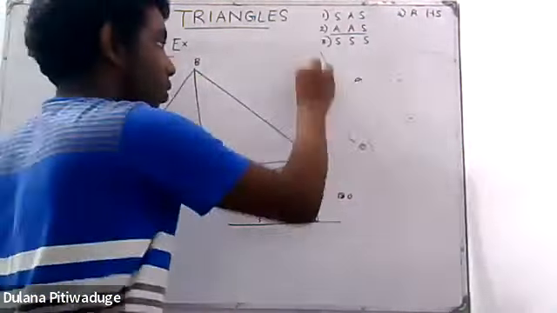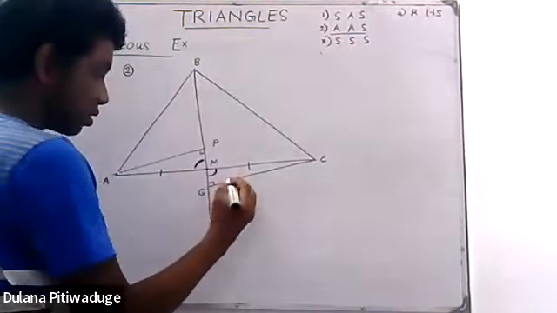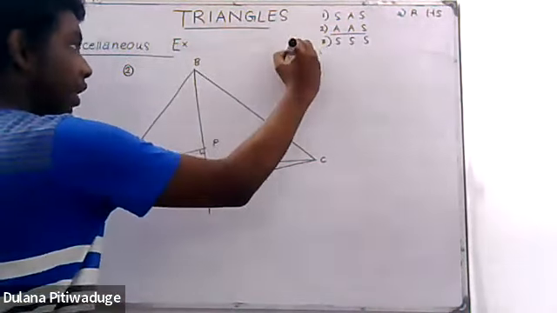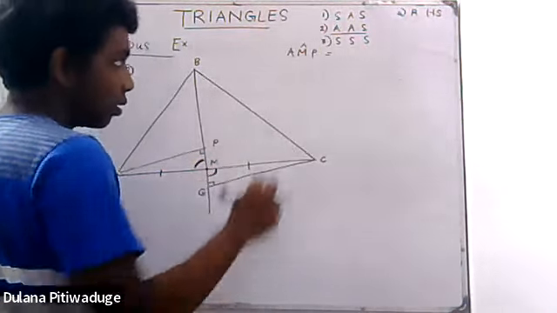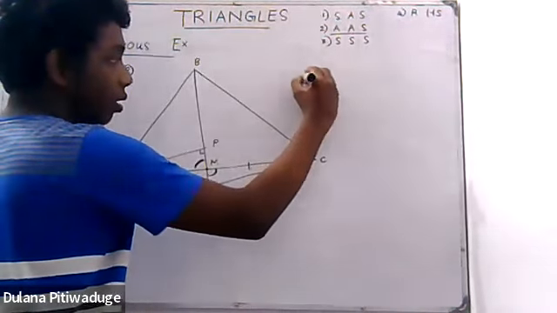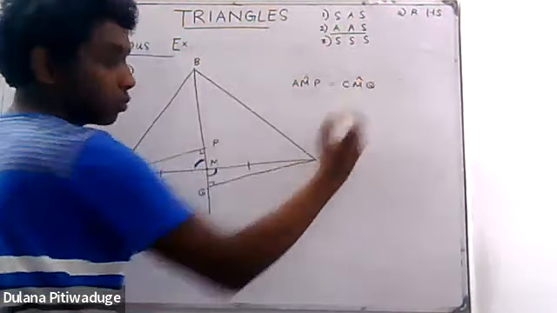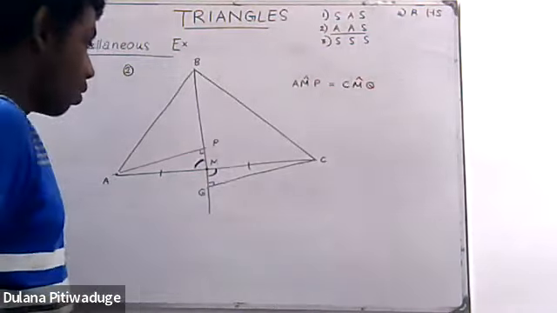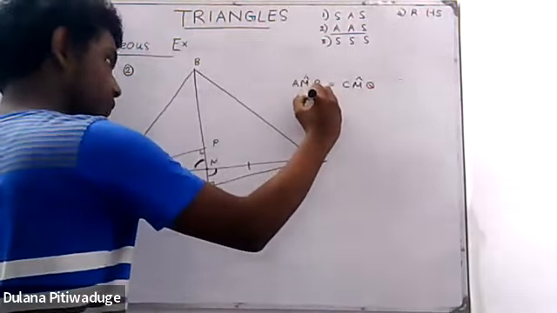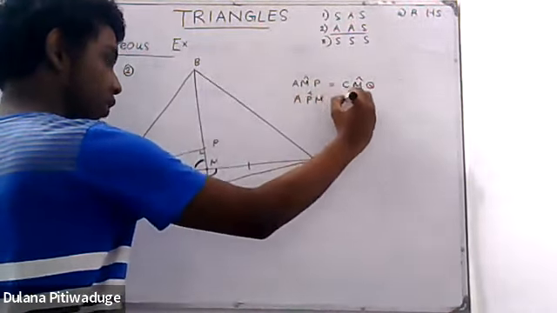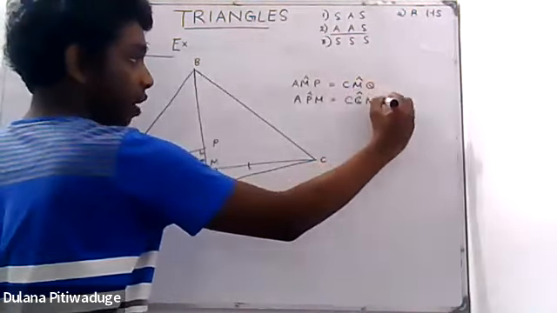So by vertically opposite angles, angle AMP is equal to angle CMQ. Right? So also, as given in the figure, angle APM is equal to angle CQM, where both are equal to 90 degrees.